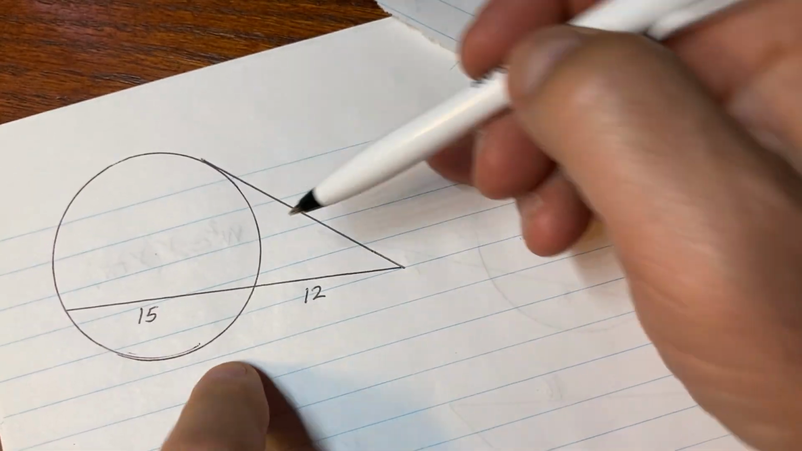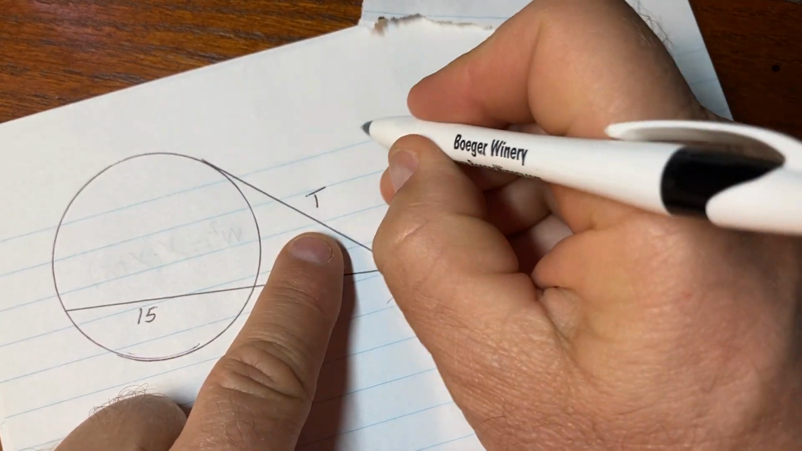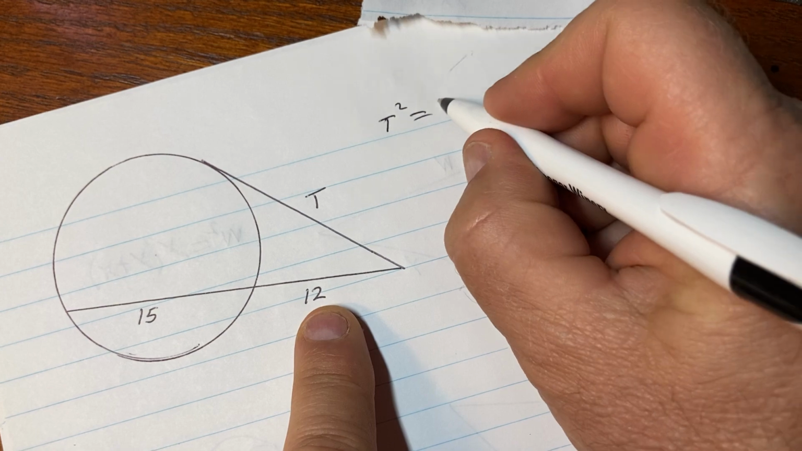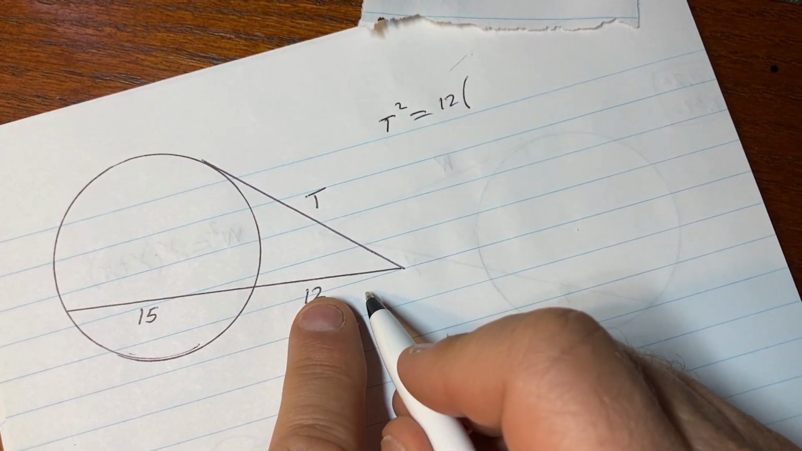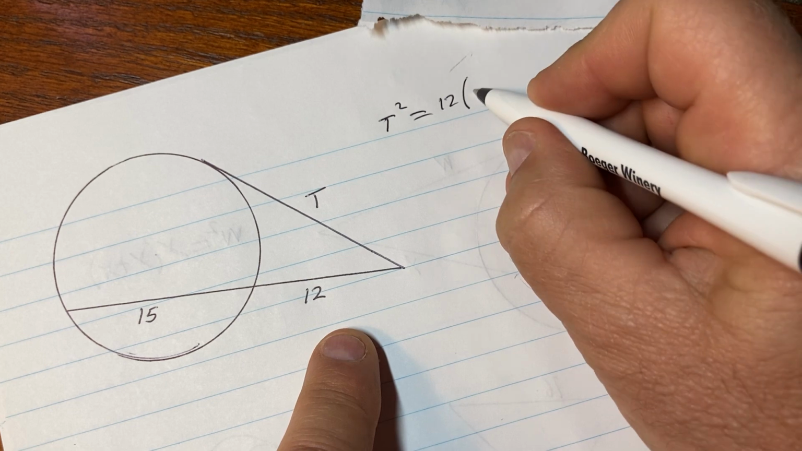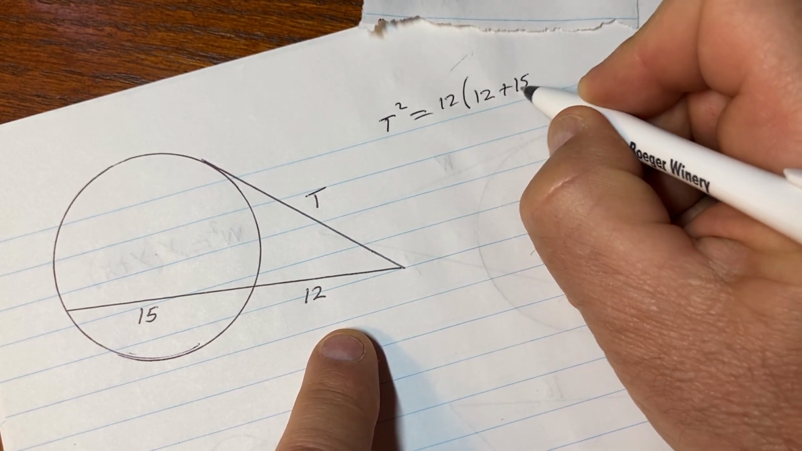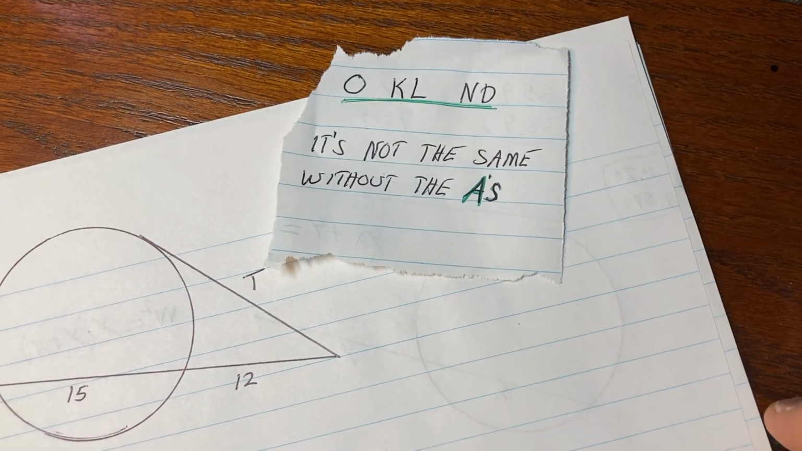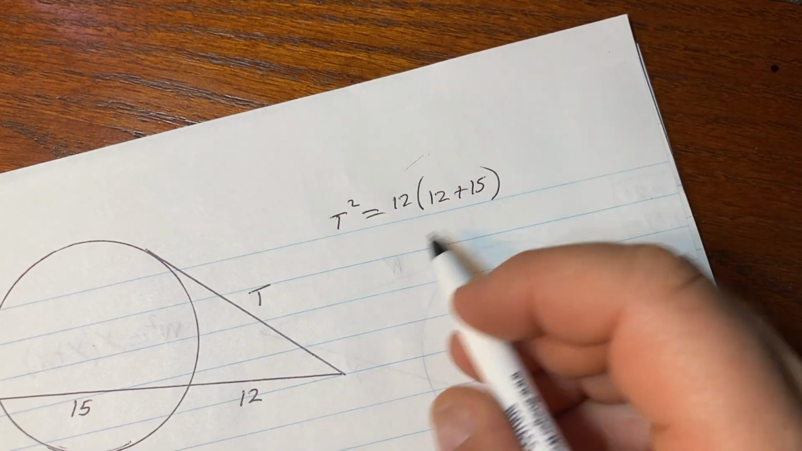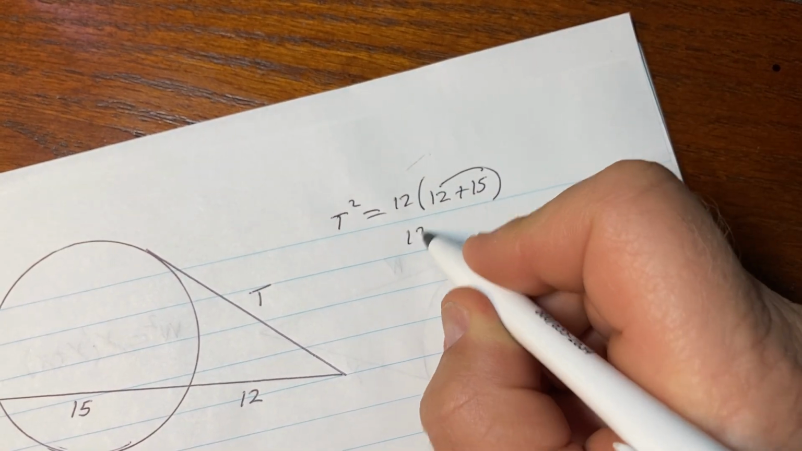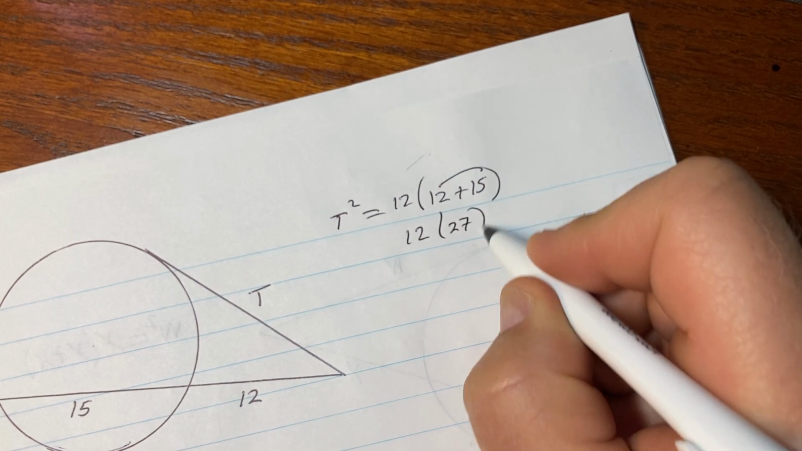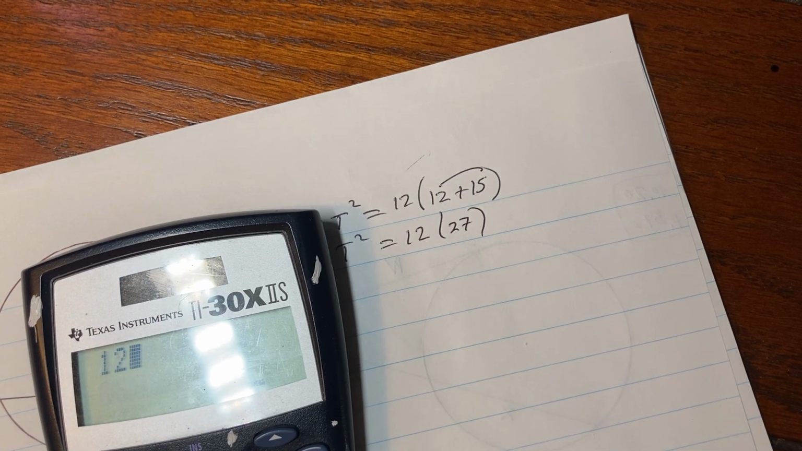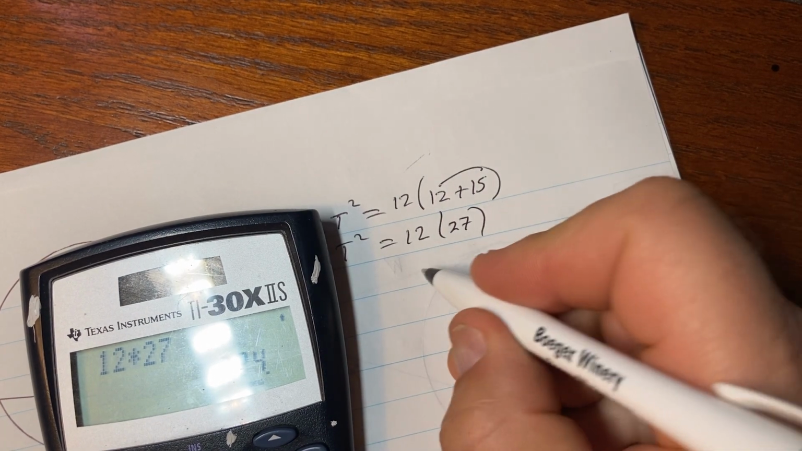Oh, this is a tangent, so t squared equals, there's a secant, so the outside portion, the external portion, times the total length of 12 plus 15. 12 plus 15. Oh, this is going to be 12 times 27. 12 times 27 is 324.